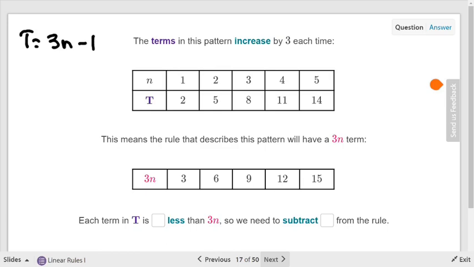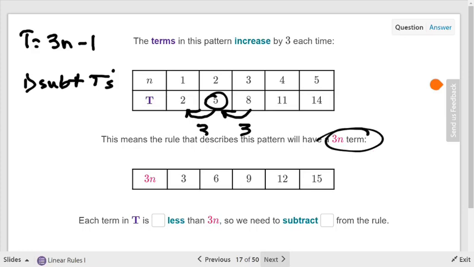So let's talk about how you got it. First thing we did was we subtracted our t's, right? So think about the steps. First, we'll subtract t's to find the difference. So 5 minus 2 gives me what? 3. 8 minus 5 gives me... So I know that my multiplier is going to be a 3. It also helps that they told you that, right? So I know that it's going to be t equals 3n.